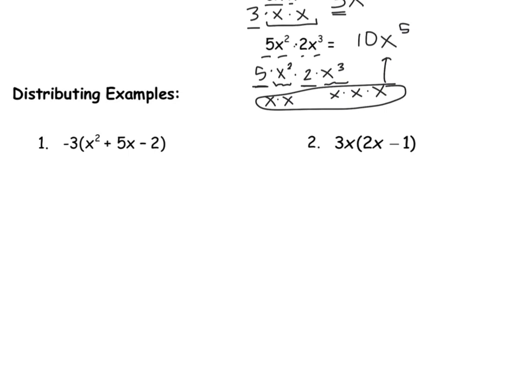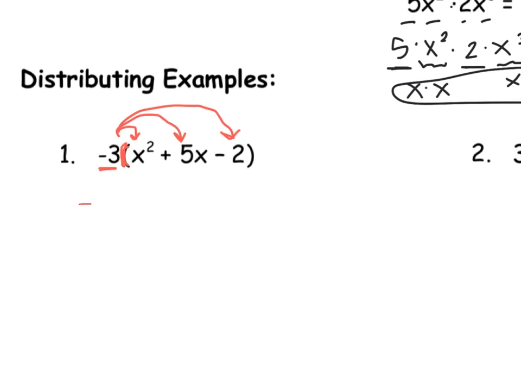Here are some examples of using the distributive property to simplify polynomial expressions. This -3 is touching this parentheses, which means that it is multiplying each of the terms in the parentheses. Sometimes we remember the distributive property by drawing these arrows to remind us that the -3 multiplies all 3 of those terms. So when I multiply by -3, I have -3 times x squared, plus -3 times 5x, plus -3 times -2.